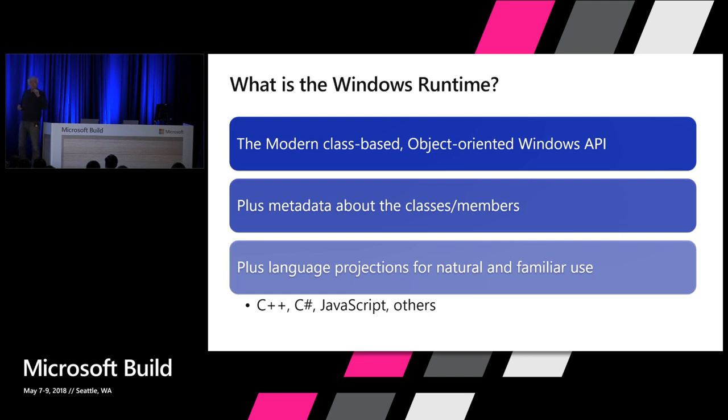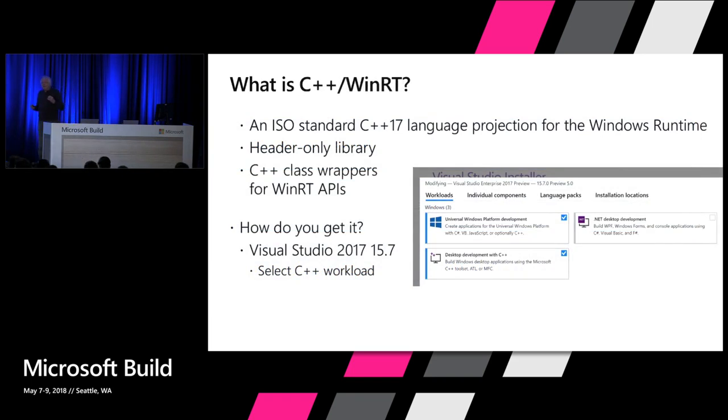Now, C++ for the Windows runtime, or CPP WinRT, because I can say that much more quickly, is a language projection. We have another one, which I'll show you briefly, called C++/CX. That was an earlier projection for the C++ folks. And we'll compare the two briefly and show you why we think this is an improvement. So what is CPP WinRT? As I said, it's a language projection for Windows runtime APIs.